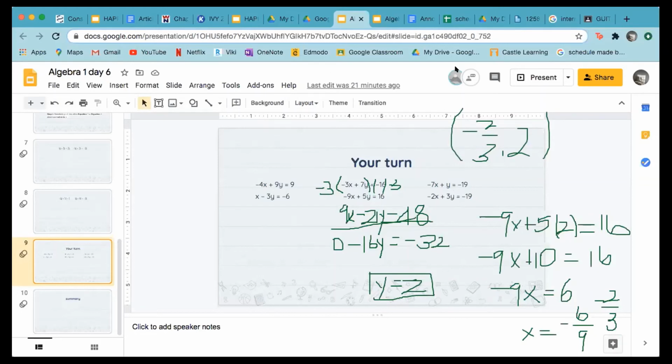Do you get a better hold on this? Do you want to try the third one yourself? Yeah, I'll try. Let's see. All right, I'll keep this up here if you want to look at it.